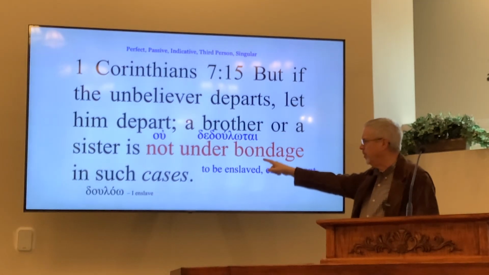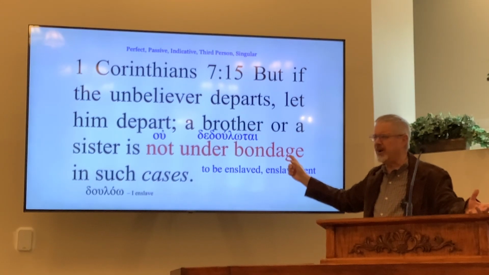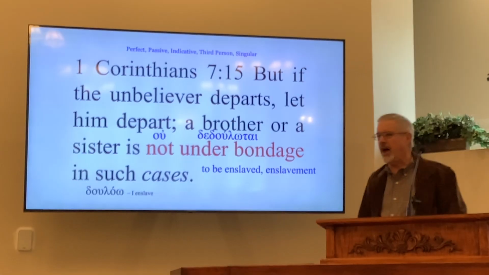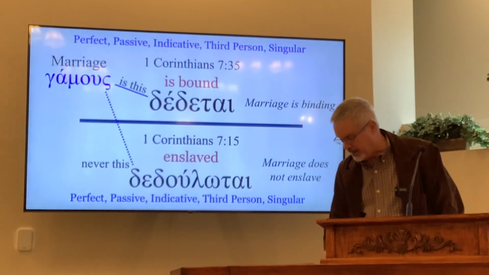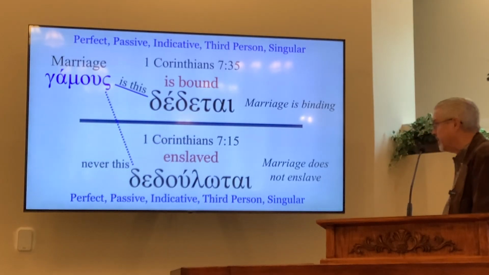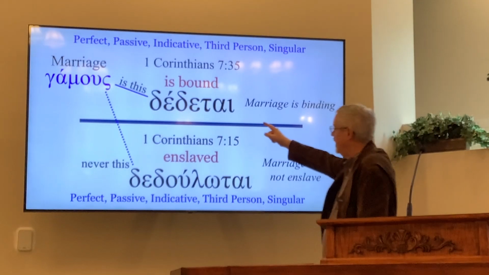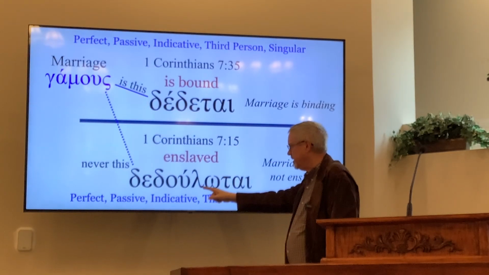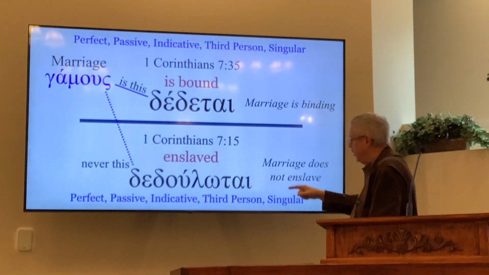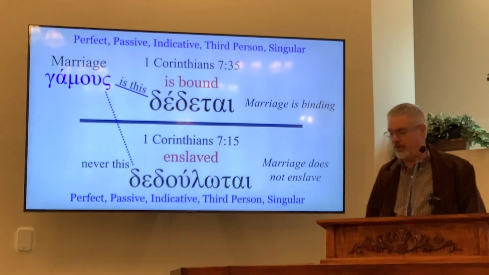Now, in the English, bound and bondage sound very similar, but in the Greek it's not. In the Greek you have two distinct words here. Yes, both of them begin with delta, eta, delta, but marriage happens to be this, dedetai, and not this, dedoulotai. It's never that at all.